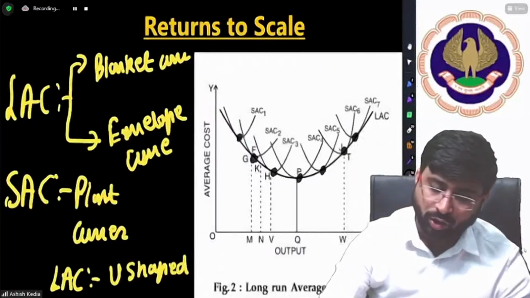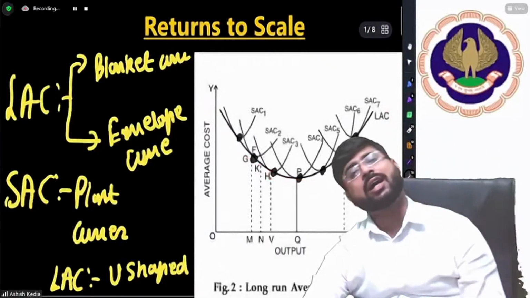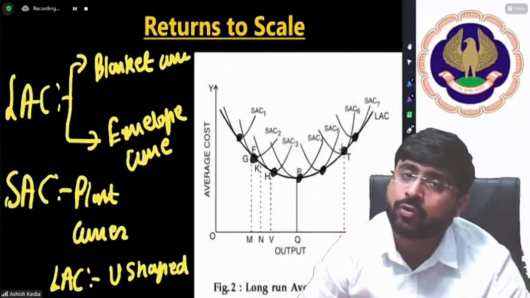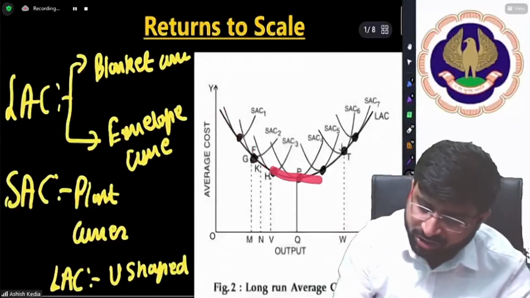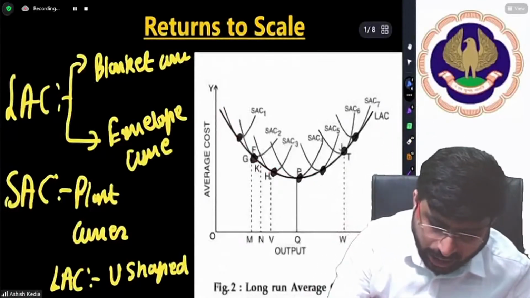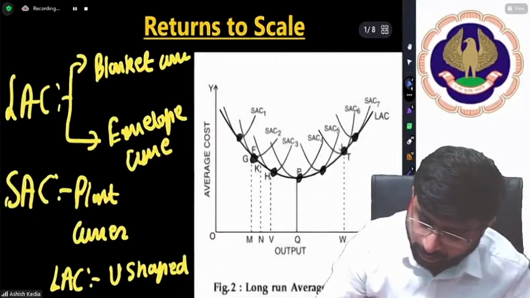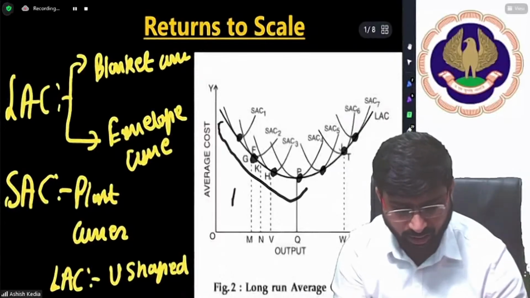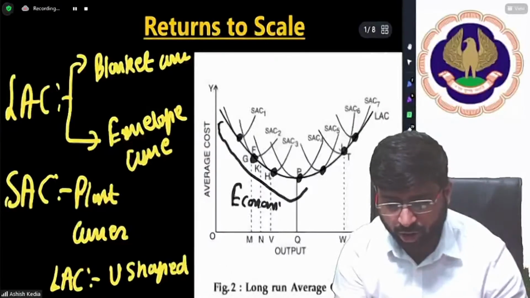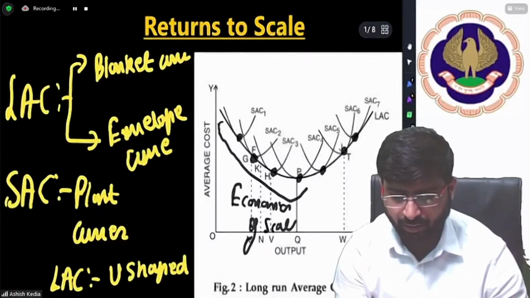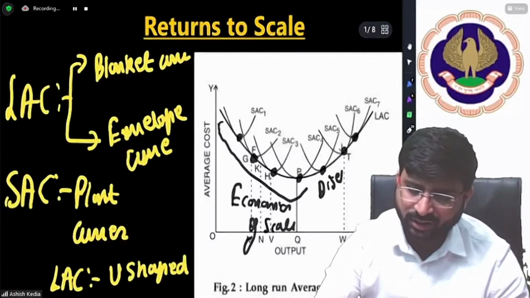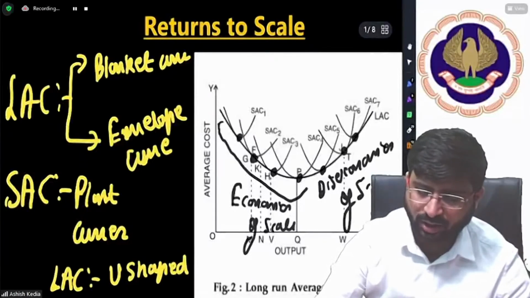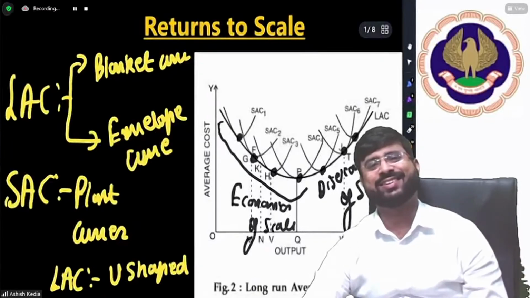In this long-term period, what is the shape of the LAC curve called? It's again U-shape. But is it because of the law of variable proportion? No. It's because of the law of returns to scale. Remember, if you see declining costs, this is because of economies of scale. But if the costs are rising further, these are called diseconomies of scale, right?